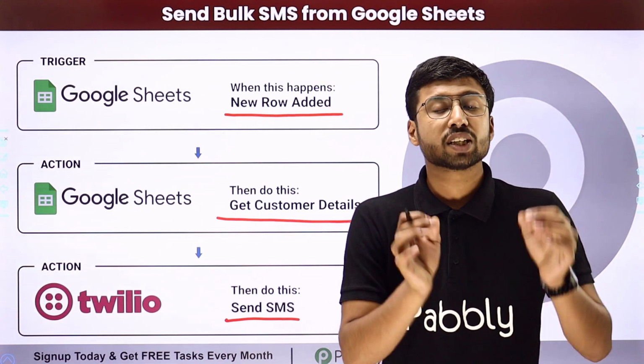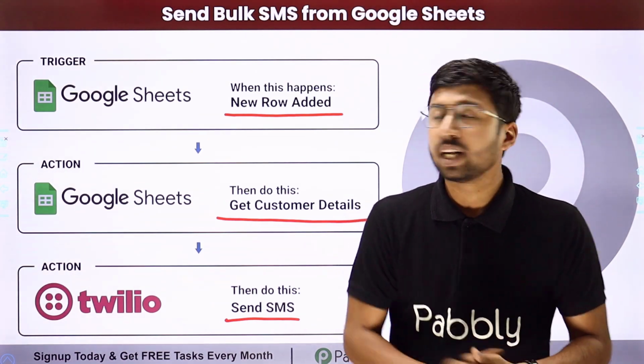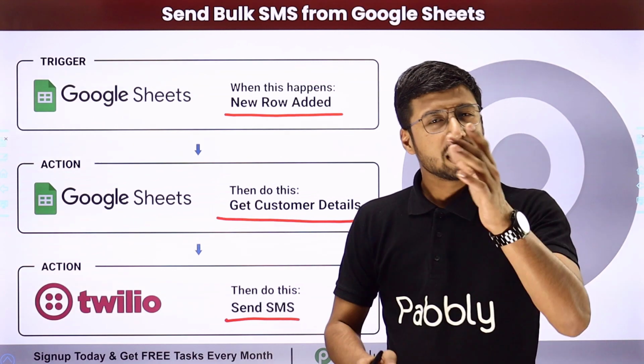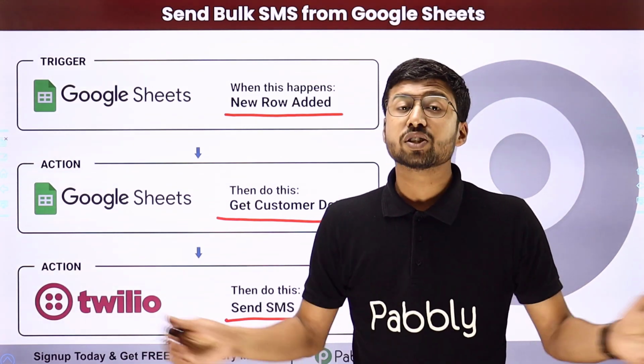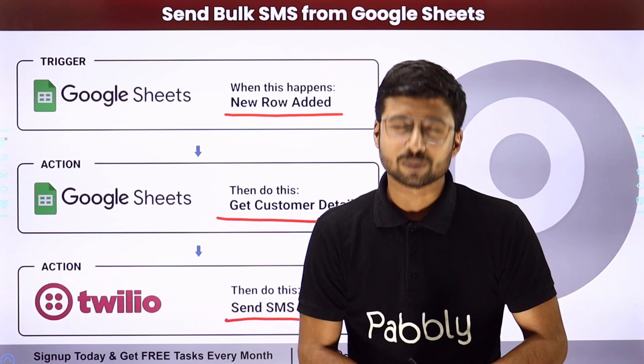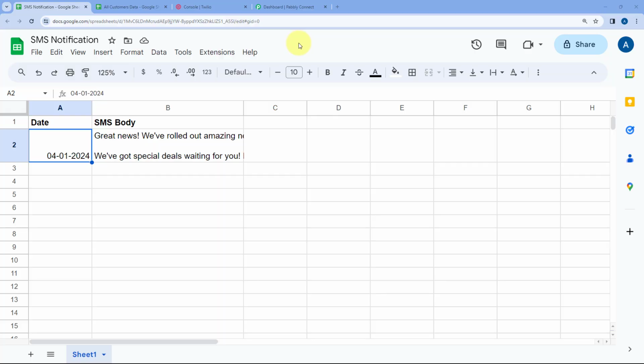So all you have to do is just add the SMS message which you want to send in a dedicated Google Sheet. Now, if you want to know how you can set up this automation, you just have to come with me to my screen. So as you can see, this is the Google Sheet where I'm entering the SMS body, the SMS which I want to send to my customers, to my users.